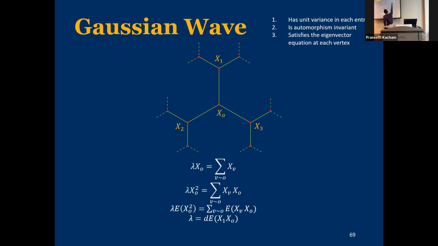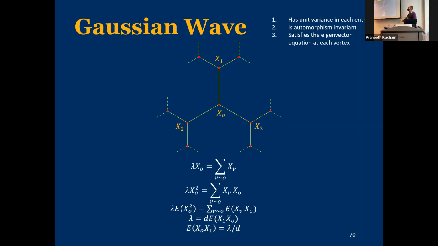And what I said is that there's automorphism invariance. So this product, the expectation of x_o times each one of its neighbors, is the same. So I just get d times the expectation of one of these. So what that gives us is that the covariance of two neighboring entries in the Gaussian wave should be lambda over d.